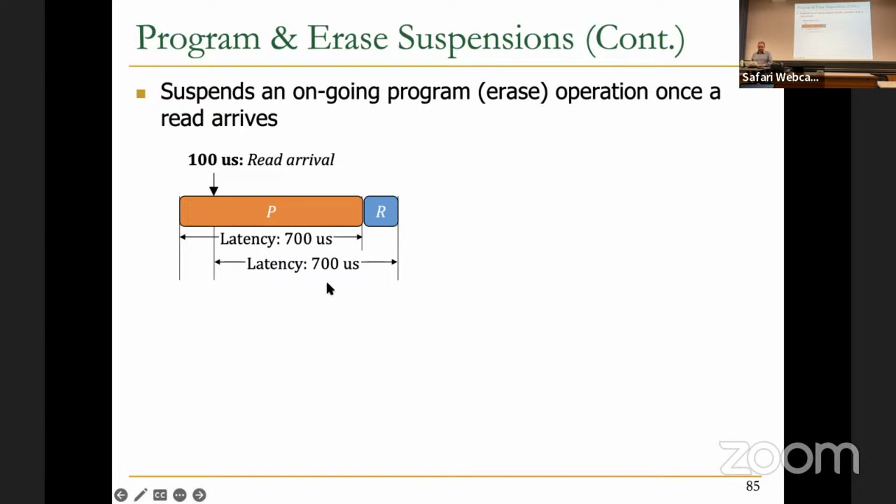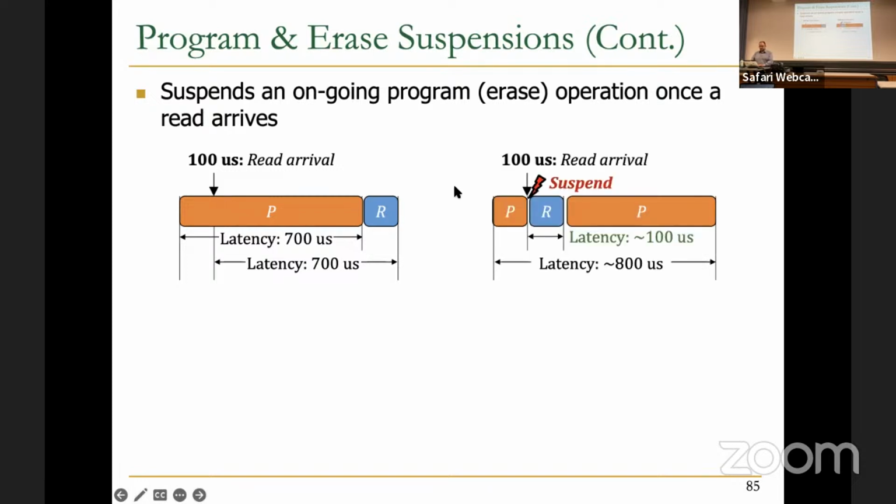So the average latency here, for program latency, you spend like 700. For read also, you spend like 700 microseconds, even though you could have done read in 100 microseconds. What you can do is you are doing program, and then you suspend your program and immediately service read. And once read is done, we do the program. Now you can see that the program latency is increased actually to 800 microseconds, but the read latency is still around 100 microseconds. So you can clearly see the improvement in the average latency, right?